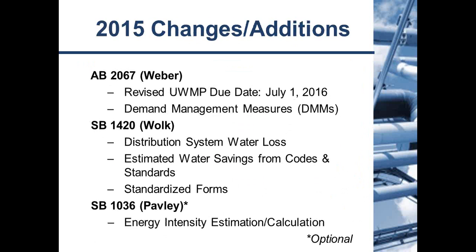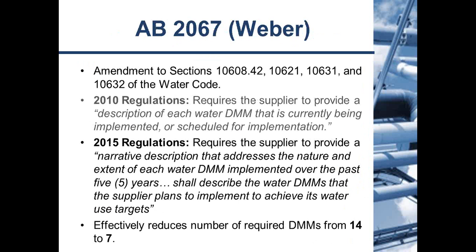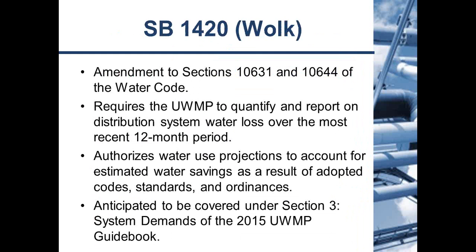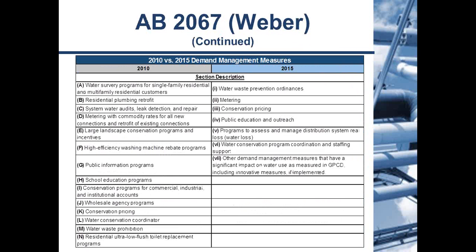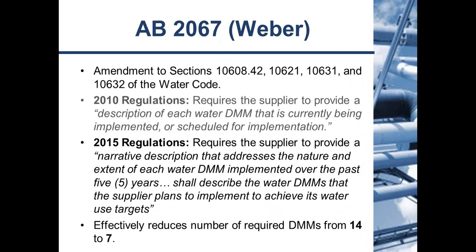Comparatively speaking, much of the verbiage surrounding the DMMs has been altered as indicated in bullets 2 and 3 of this slide. You can see that in the 2010 regulations, they required the supplier to provide a, quote, description of each water DMM that is currently being implemented or scheduled for implementation, unquote. Whereas in the 2015 regulations, it's a bit more strung out and it says the supplier is required to provide a, quote, narrative description that addresses the nature and extent of each water DMM implemented over the past 5 years. It should also describe the water DMMs that the supplier plans to implement to achieve its water use targets, unquote. So the 2015 regulations, as you can see, are much more comprehensive and unambiguous, relatively speaking.